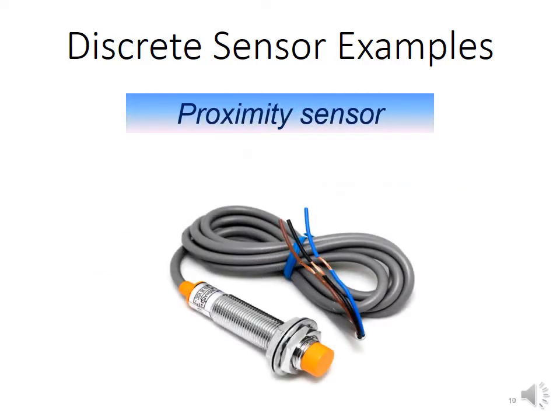Proximity sensors. These are sensors that detect objects when they get within a certain range from the sensor. They use either the principle of inductance or the principle of capacitance. When an object is placed close to the sensor, the changes in inductance or capacitance will result in a change of the output. So the output can switch from high voltage to low voltage, or maybe from low voltage to high voltage.